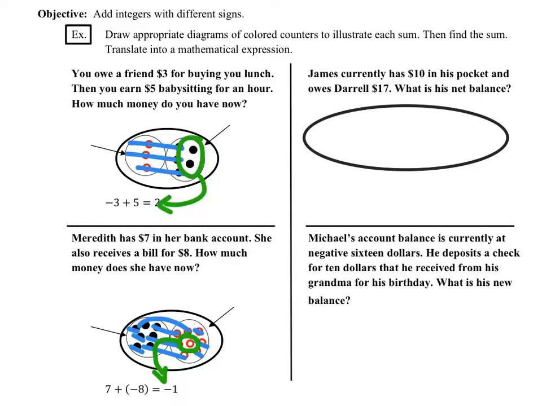So first off, it says that James currently has $10 in his pocket. So again, I'm going to show 10 of these positive counters. There's 10 of them. But then it says he owes Daryl $17, right? Now I'm going to pair these up this way, just so it makes it easier to cancel them away. And there's 10, but we need 7 more, right? 1, 2, 3, 4, 5, 6, 7. So I have 17 red counters, which are all negatives.